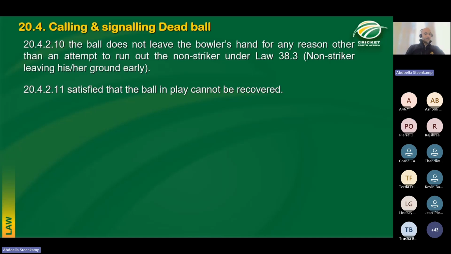Intervene by calling and signaling dead ball. You need to call and signal dead ball if you, the umpires, are satisfied that the ball in play cannot be recovered.